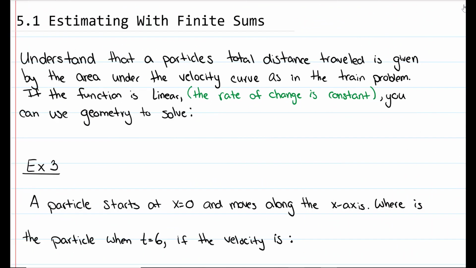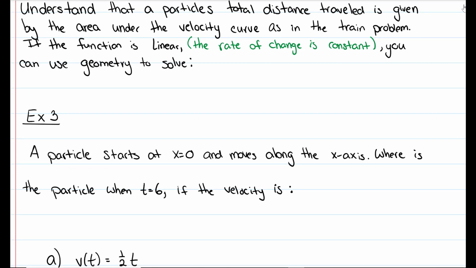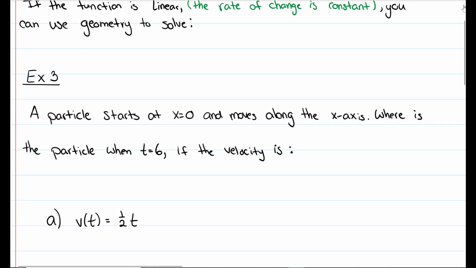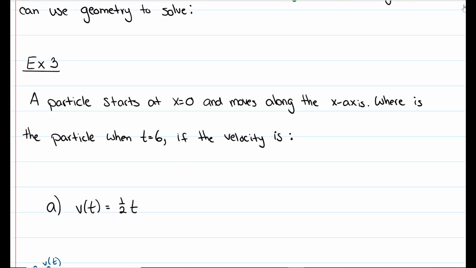In the previous examples, we have seen that the total distance traveled is the area underneath the velocity curve. If the function is linear, we can use geometry to solve for the area underneath the curve. So in example 3, a particle starts at x equals 0 and moves along the x-axis. Where is the particle when t equals 6 if the velocity is v of t equals 1/2 t?